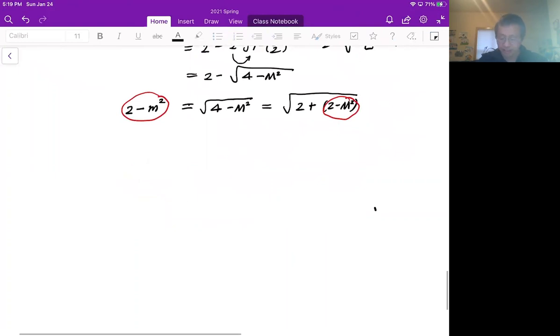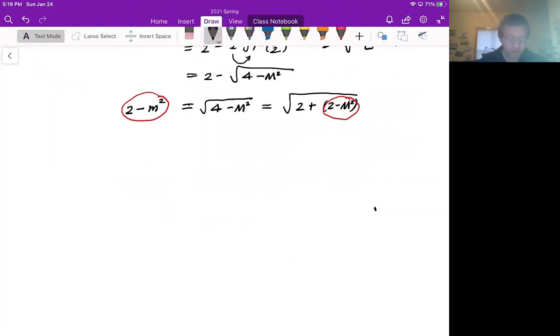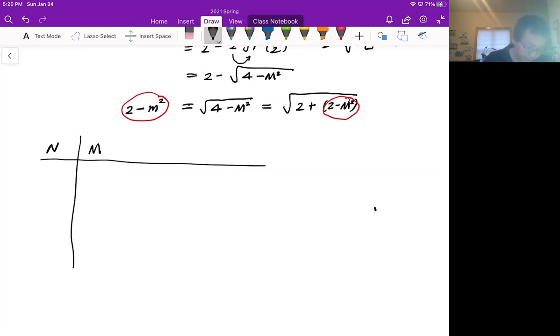All right, so basically that's a recursion we need. All right, so let's do this. I don't have much time. I just give you the idea. Too bad that we don't have enough time to cover this. So here is the n, and here is the m, and here is the 2 minus m squared.